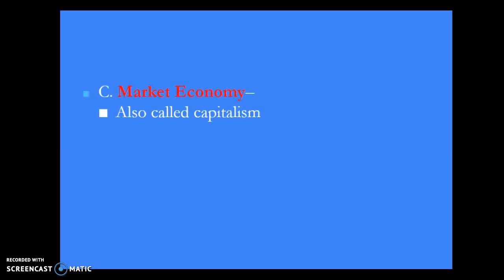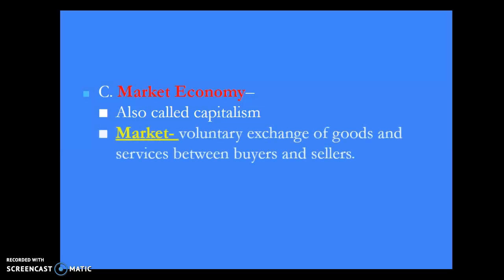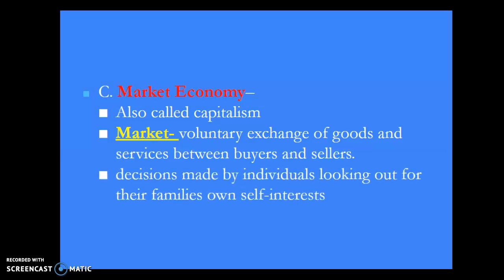A market economy, which is also what we call capitalism. Again, market is a voluntary exchange of goods and services between buyers and sellers. In a market economy, decisions are made by individuals looking out for their family's own self-interests. So again, we're going to be looking out for our own self-interest, whether or not that's what I go buy, or even what job I'm going to do.